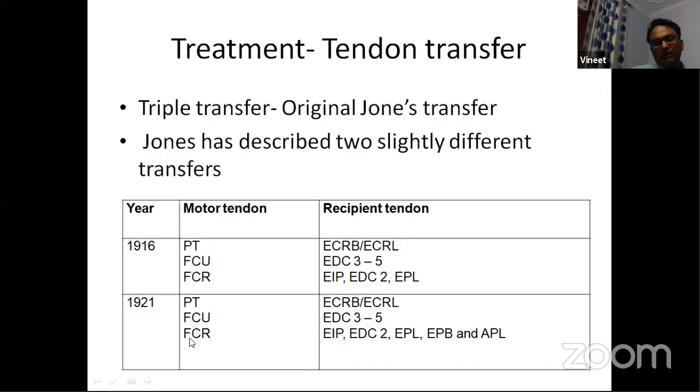This is the original Jones transfer where both FCU and FCR were used for extension of the fingers. This is considered not such a good policy because we cannot take away both the strong wrist flexors. It causes disability for the patient. But this is how the original Jones transfer was described. He described it in 2 different papers, and if you can see, FCR insertion is variable in the 2 transfers described by Jones.